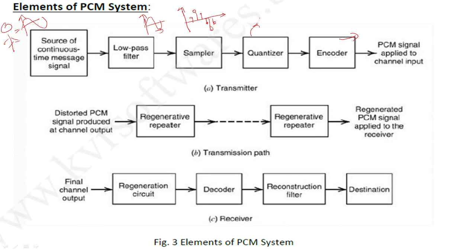So quantization gives the quantized values, and each quantized value will have a separate coding. For example, this quantized value is 101, and this quantized value is 110, like this. Finally we get 101, 110, and so on. This is the equivalent digital code.